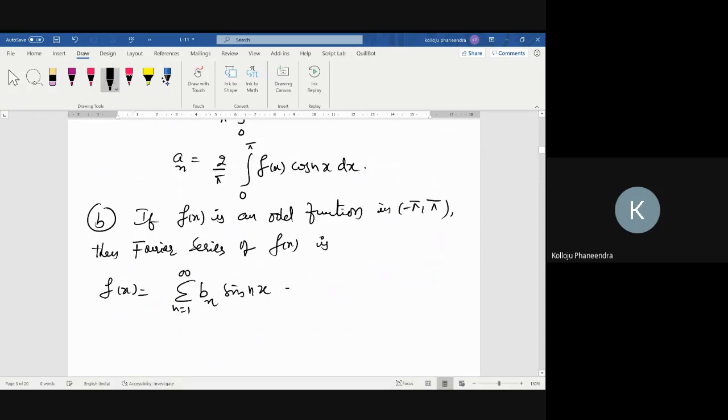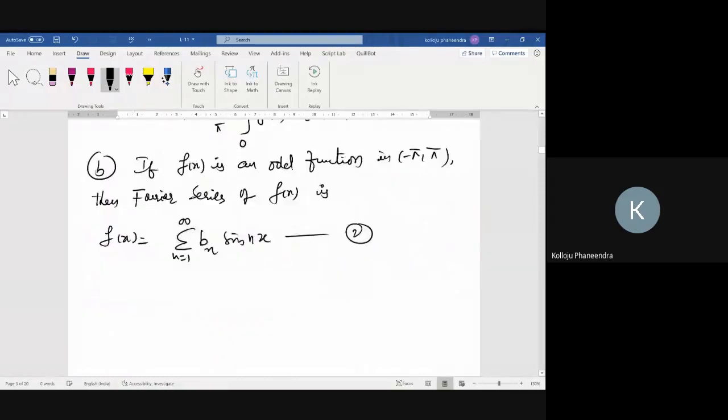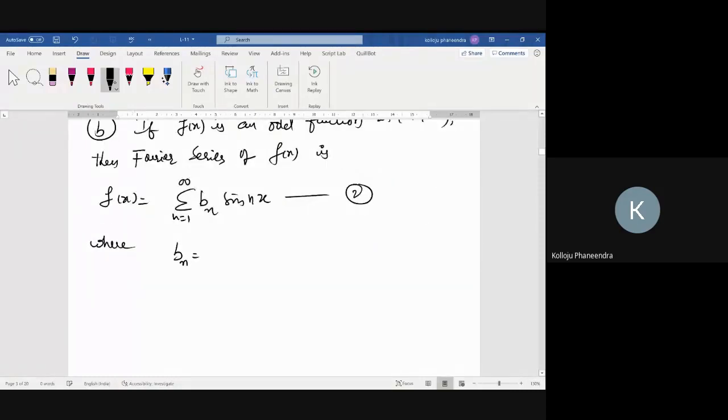What is the bn formula? Actually, limits are minus pi to pi. Now this becomes 2 by pi, integral 0 to pi, f of x sine nx dx. Okay, these are the complete formulas. First, the Fourier series formula in 0 to 2 pi, you have to remember the 0 to 2 pi formula. Next, in minus pi to pi, again the odd function and even function concept.